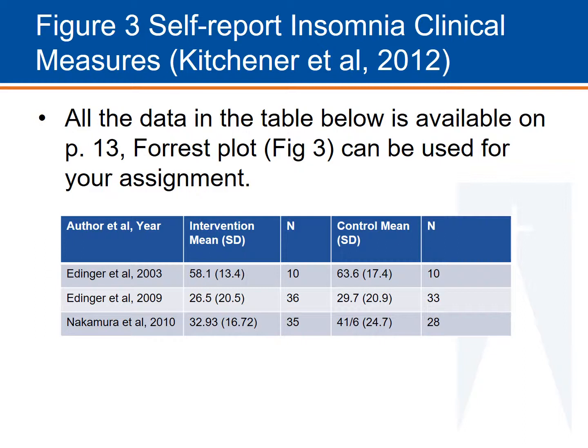So here is a figure showing self-reported information. This is data from Kitchener et al. That's in the systematic review that you were given in week 1. And this is data directly taken from figure 3 of the forest plot. And I'm using this because it's important that you can replicate the process, and you can also double check your forest plot against the data in figure 3.